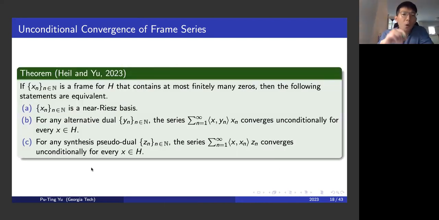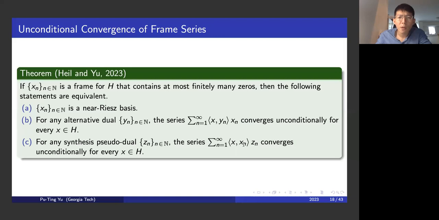So here we go. If xn is a frame for H that contains at most finitely many zeros, then the following statements are equivalent. Statement A: xn is a near-Riesz basis. Statement B: for any alternative dual yn, the series xn multiplied by the inner product of x and yn converges unconditionally for every x in H. And statement C: for any synthesis pseudo-dual gn, the series gn multiplied by the inner product of x and xn converges unconditionally for every x in H.